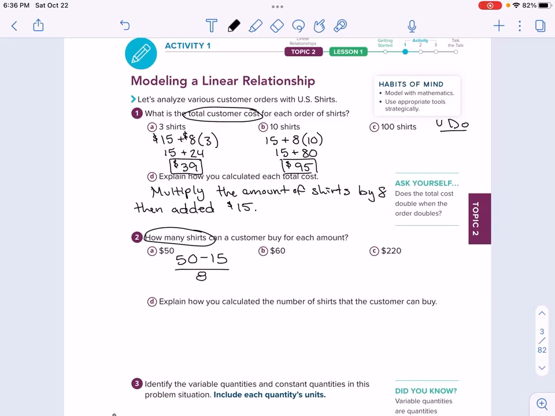Now, we're definitely going to get a decimal. We'll round to the nearest penny. So 50 minus 15, what is that? That's 35. You can plug 35 divided by 8 into your calculator, and that'll give us something close to 4. This is 4.375. Now, this would be 4 shirts, but you can't purchase 375 thousandths of a shirt. So for our final answer, we're going to ignore the decimal part. You can't round up; you have to round down. So it is 4 shirts.